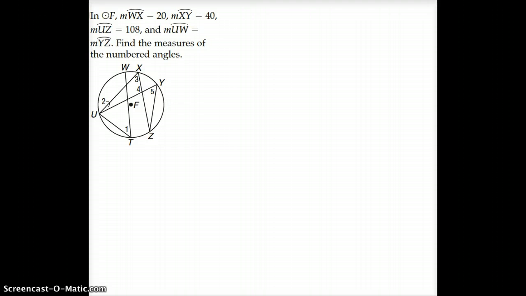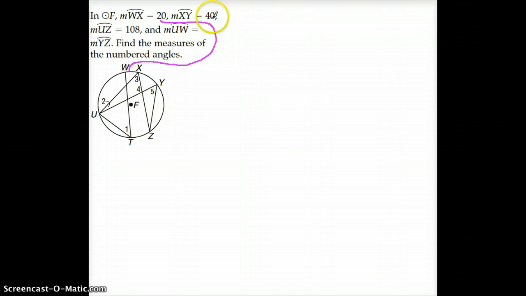Let's get ourselves a nice purple, pinkish, I suppose. So it says in circle F, so we know F is the center point. The measure of arc WX is 20. So let's just write that in. There's not a lot of room there, so let's just draw an arrow from this 20. There's WX, and that's 20.